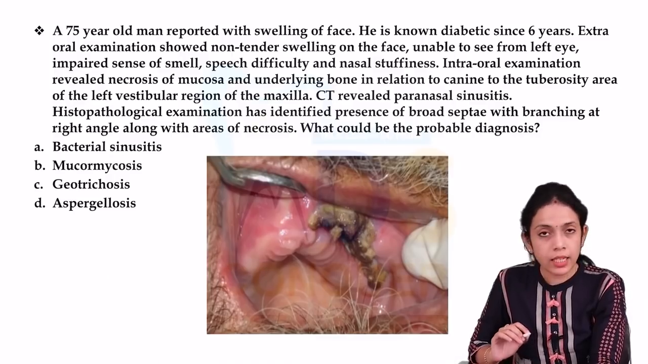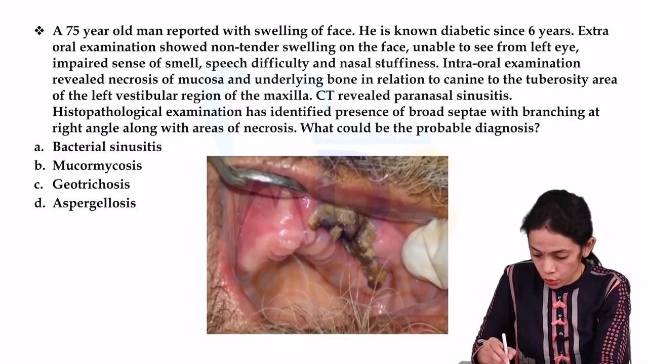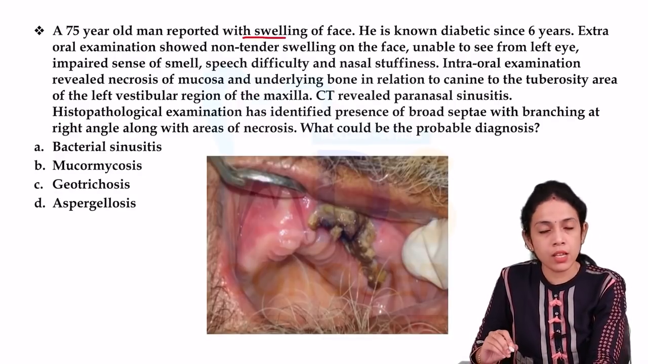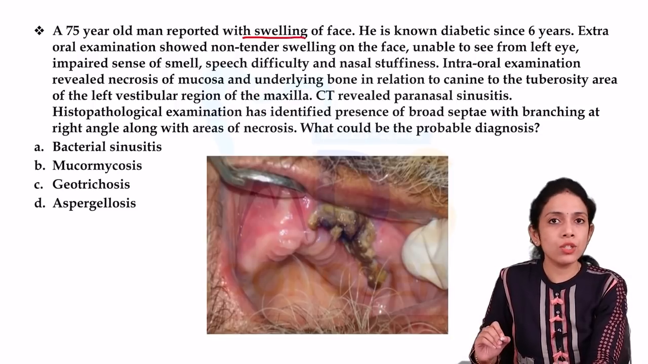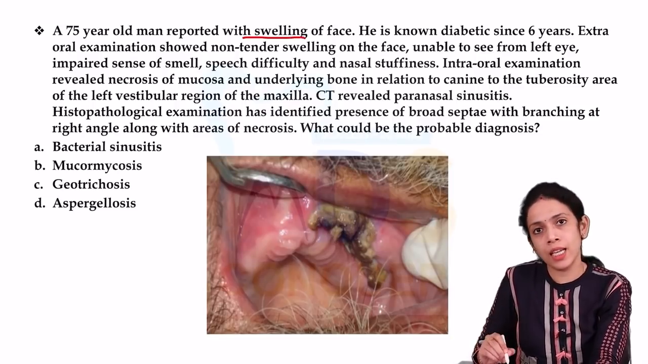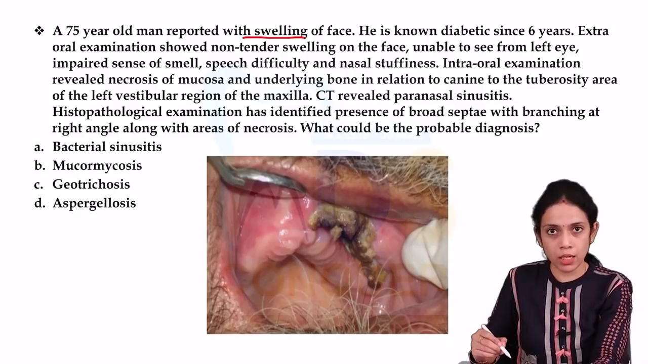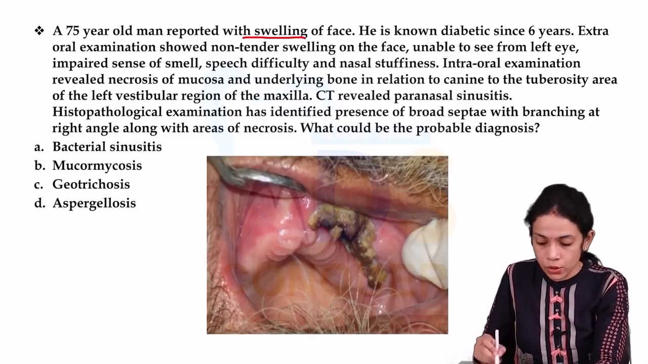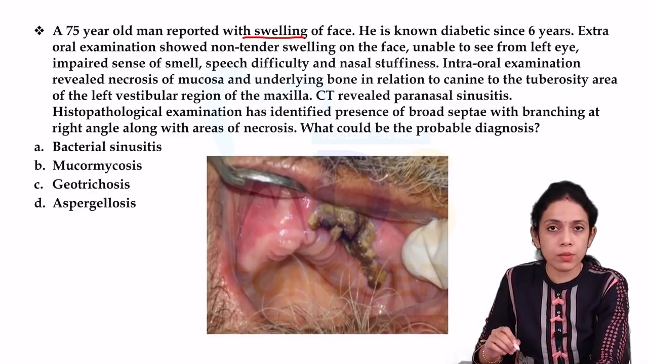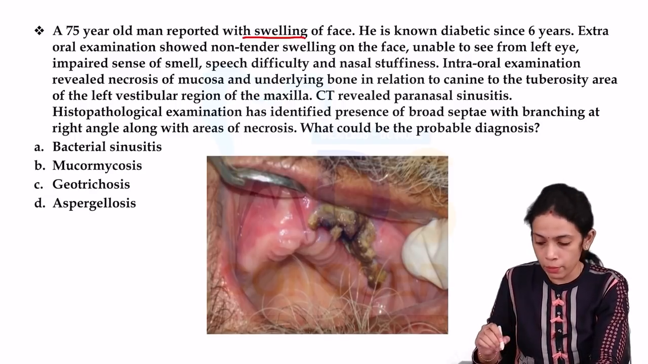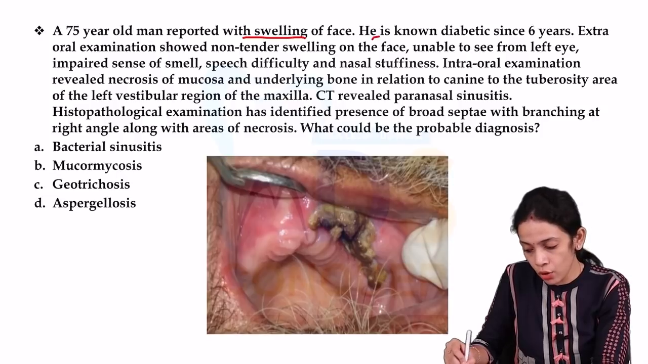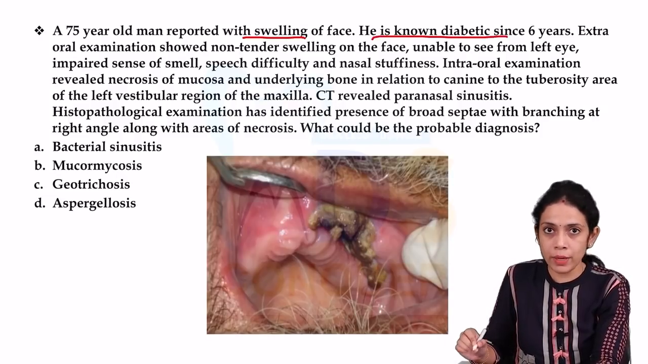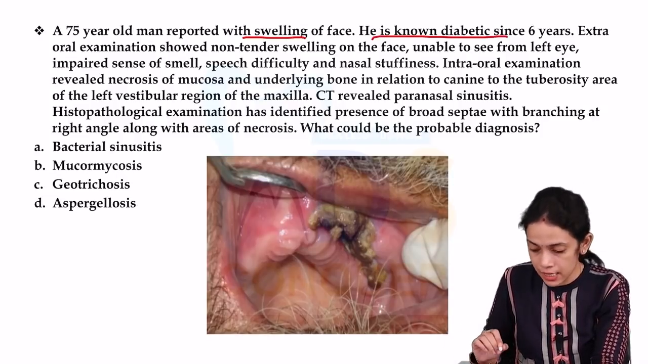So here there is a patient who is a 75-year-old man with a swelling of the face. Always try to habituate yourself to underline the key points or at least note them down. Okay, so that will help you arrive at the correct answer. So here there is a swelling of the face which was reported by the 75-year-old man, and there is a history of diabetes since 6 years. So the patient is a known diabetic since 6 years.